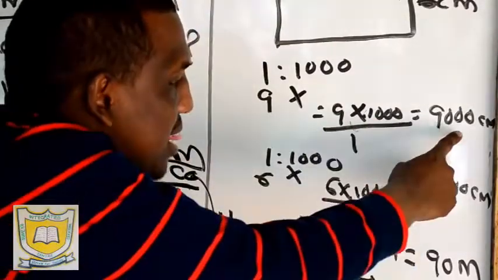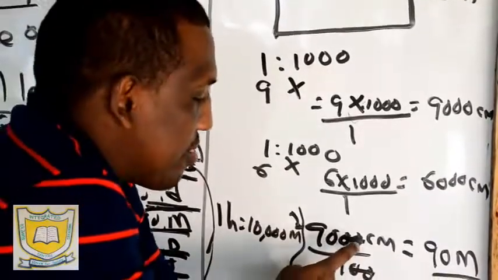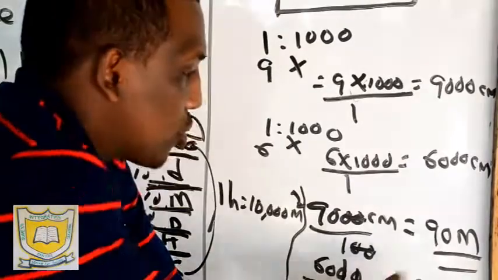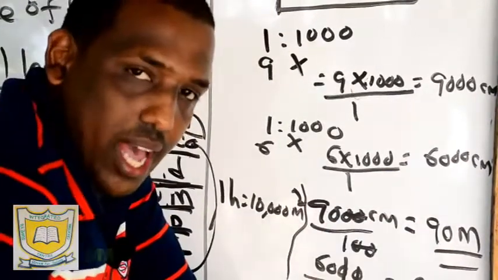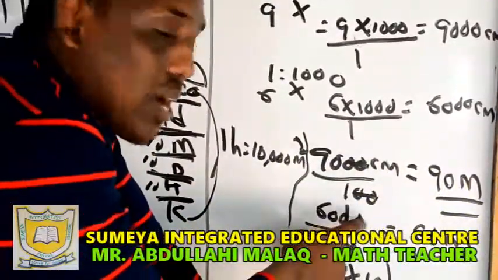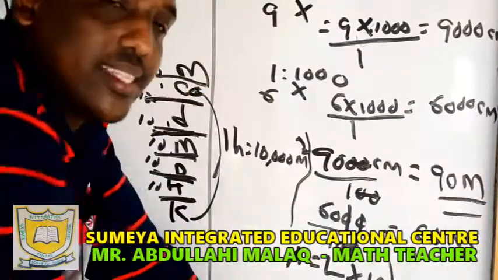So now 9,000 centimeters, change to meters. Divide it by 100. You divide it by 100 when you use King Henry died, our formula. So 9,000 divided by 100, you will get 90 meters. That is the actual length. So the width now, it was 6,000 centimeters. Changing to meters, divided by 100, you will get 60 meters.